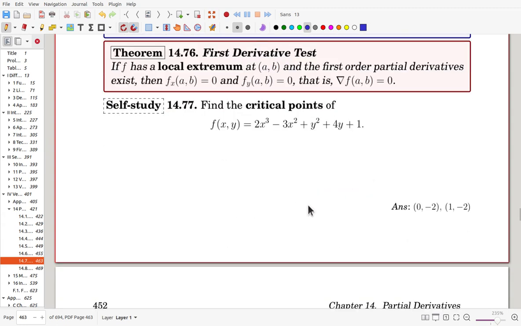Here we have a self-study problem. Find the critical points of the function. That means you have to solve gradient f equals 0. So take the x derivative and y derivative, set them equal to 0 and solve the equations, then you can find two critical points.